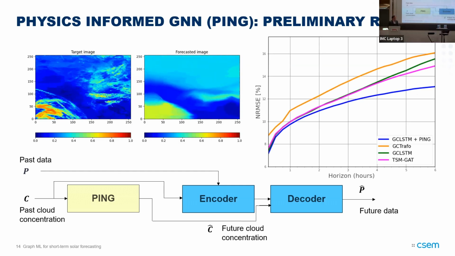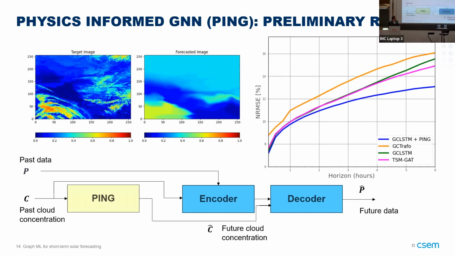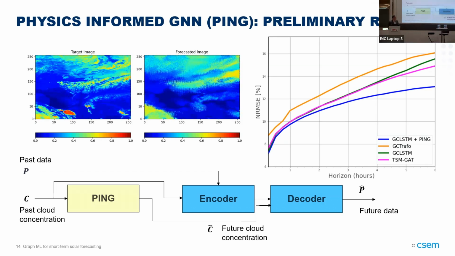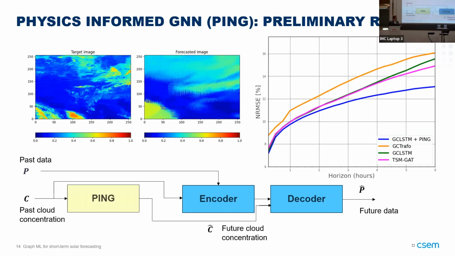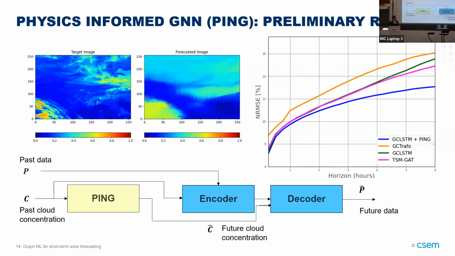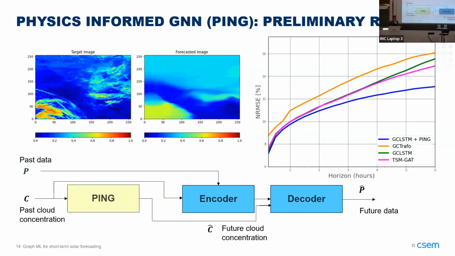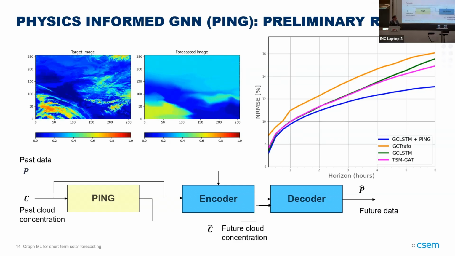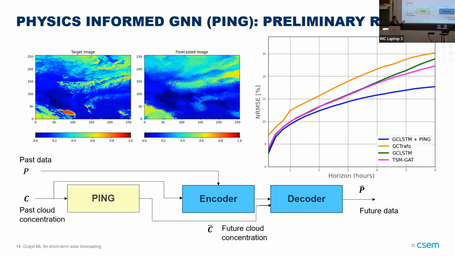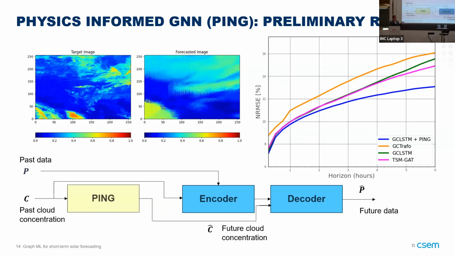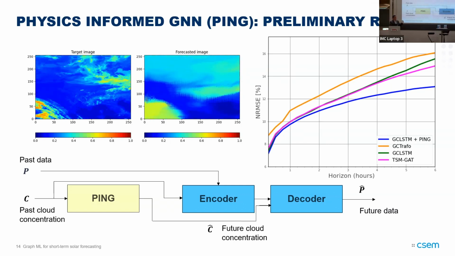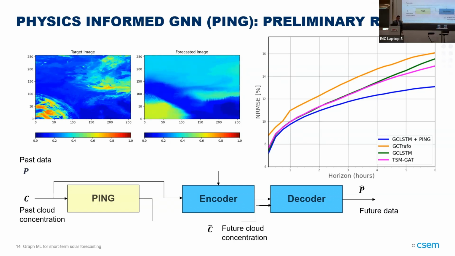This is the result of this preliminary comparison. This is the NRMSE. In magenta is the error of the TSM GAT model that was shown before, and in blue it's the combination of PINN and graph convolutional LSTM. That's another model that we have for forecasting. We see that there is a reduction of error, but more than that, it's promising for longer horizons.